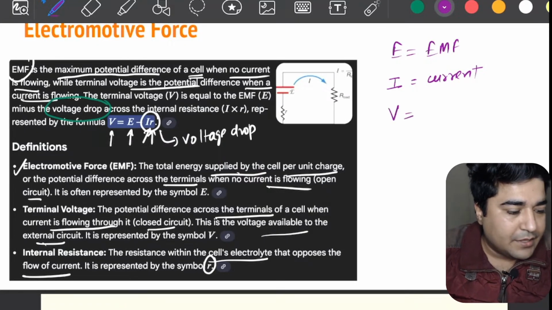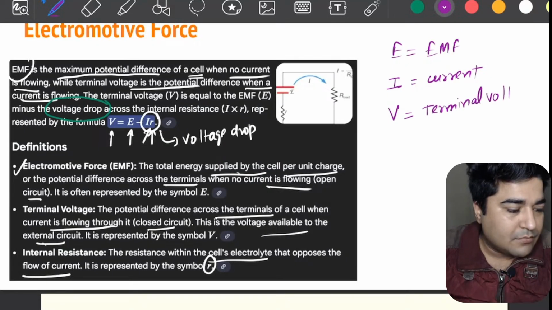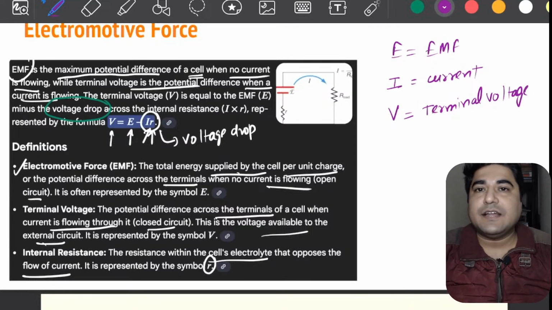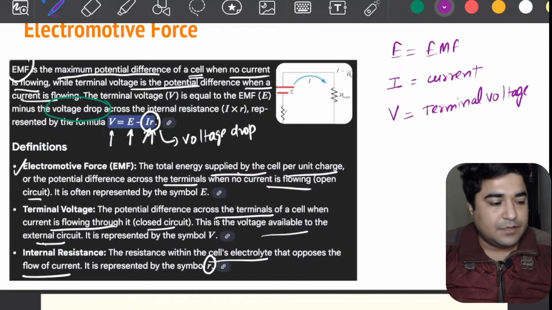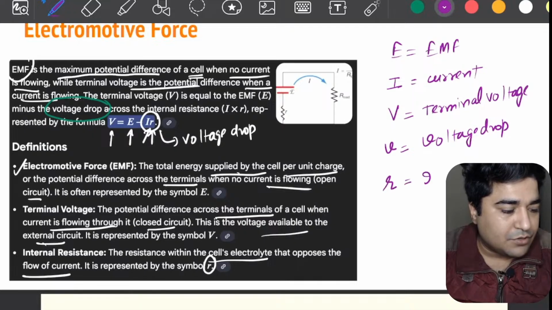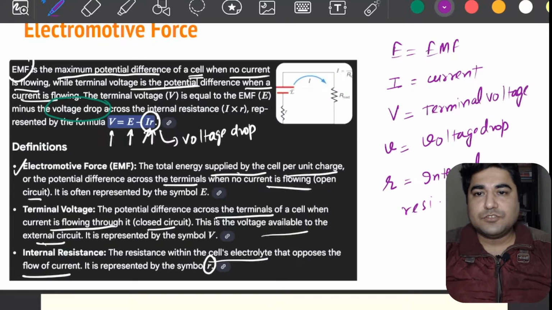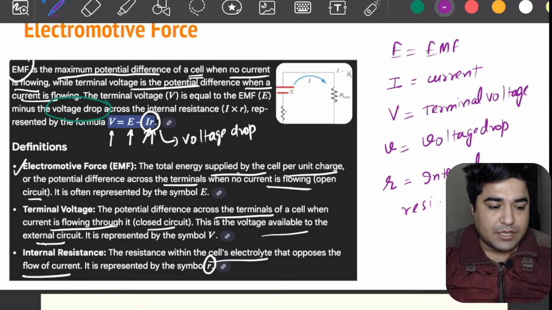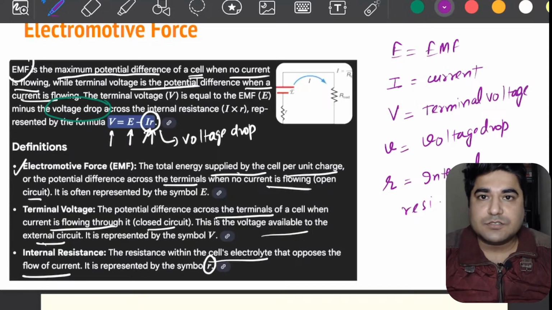Capital V is the terminal voltage, which is like our general voltage also, which we are using in the entire chapter. There will be a small v, which is known as voltage drop, and there will be a small r, which is known as internal resistance. So these are a few things which we are going to target in this very session, and let's jump into all the concepts one by one.